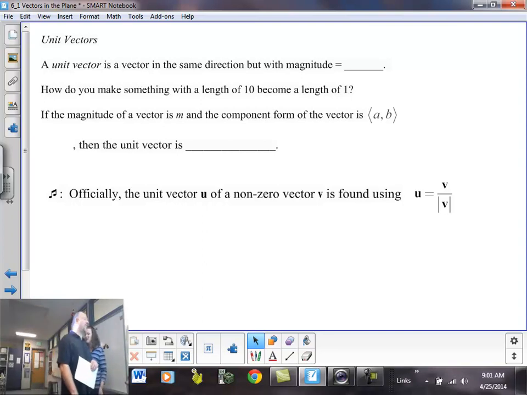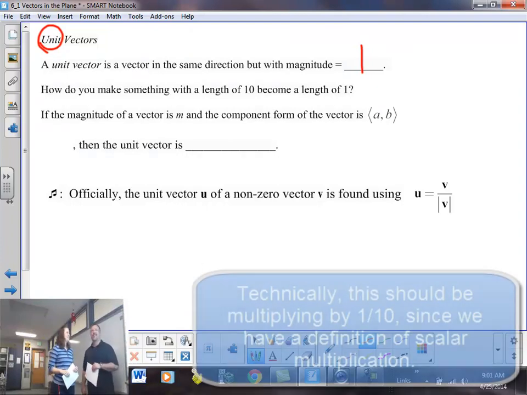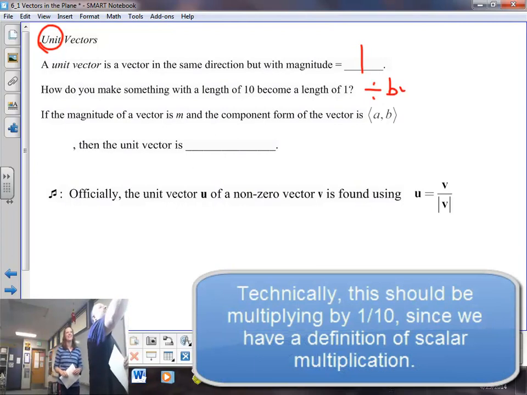All right. Unit vectors. Well, a unit circle had a radius of what? 1. So a unit vector is going to have a magnitude of? 1. There we go. I like these questions. So if you have something that has a length of 10, how do you make it turn into a length of 1? You divide by 10. Sweet.